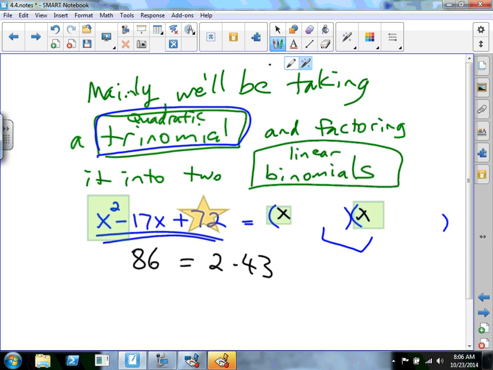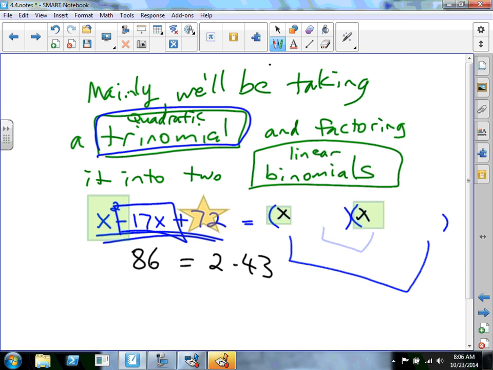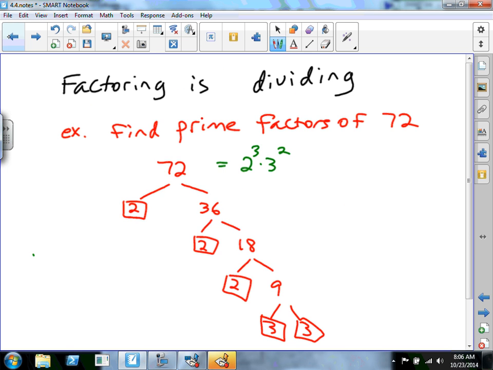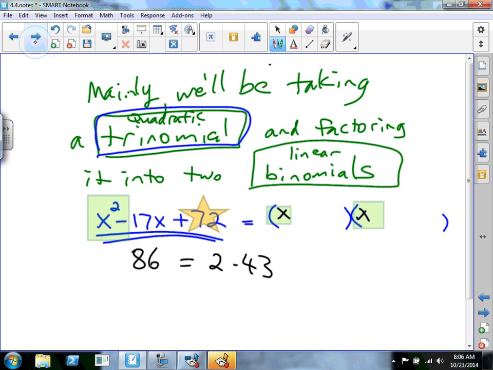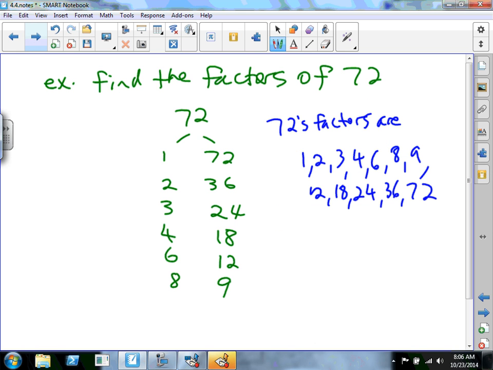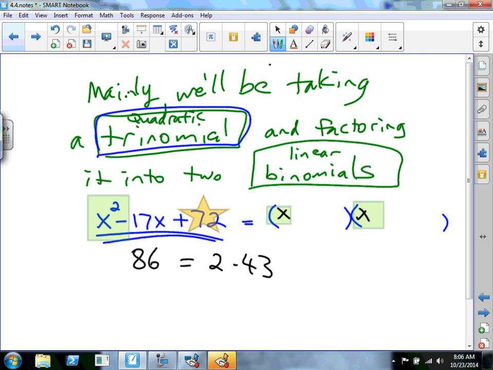So when we FOIL, this inner product and this outer product either add or subtract to make this negative 17x here. So I've got to figure out what I should go with. I wonder what factors of 72 add up to 17 or subtract to be 17? 8 and 9, good. So I'm going to go back here and I'm going to use a 9 and an 8.